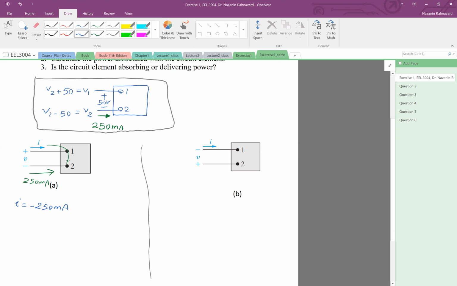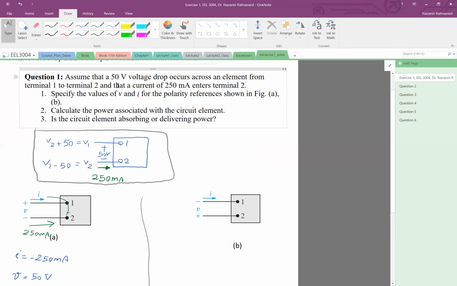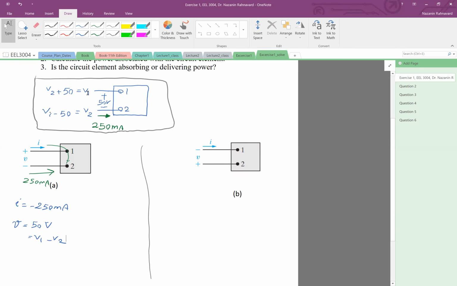It's about the reference, right? So if the actual current is going that way and my reference says I here, then it has to be negative, because it's a different direction. So that's I. And then how about the V? V, fortunately, is just the same direction as this. So V would be just 50 volts. Terminal 1 minus terminal 2, and based on the problem, terminal 1 is 50 volt higher than terminal 2, right? So that's the 50 volts. So that's V and I.